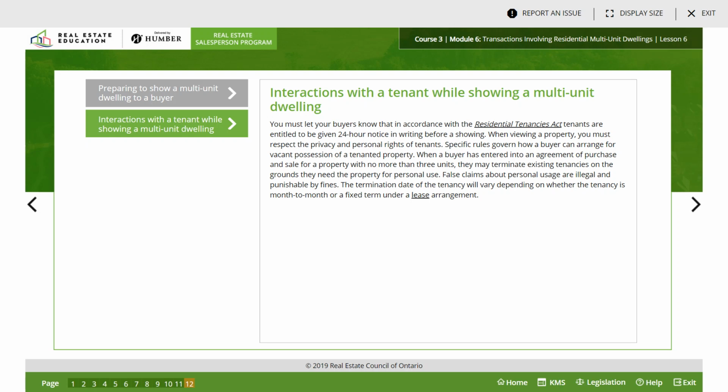When a buyer has entered into an agreement of purchase and sale for a property with no more than 3 units, they may terminate existing tenancies on the grounds that they need the property for personal use. False claims about personal usage are illegal and punishable by fines. The termination date of the tenancy will vary depending on whether the tenancy is month-to-month or fixed term under a lease agreement.